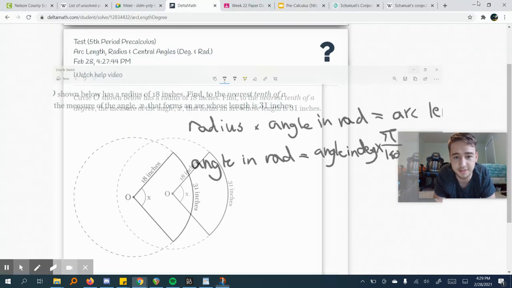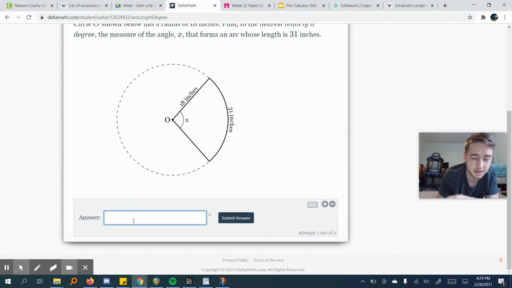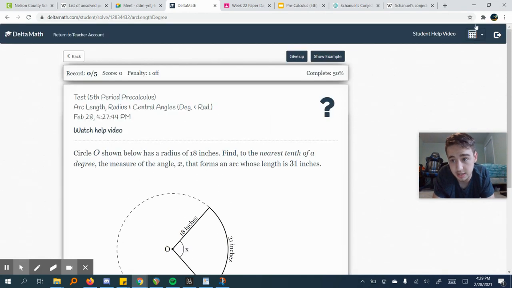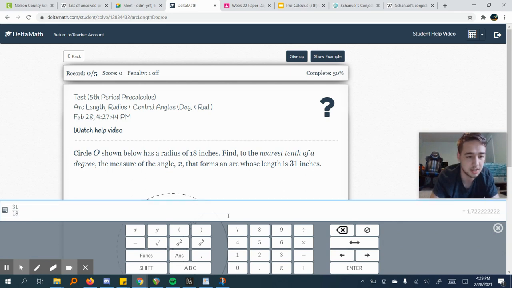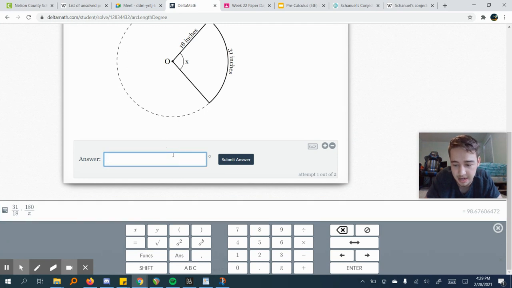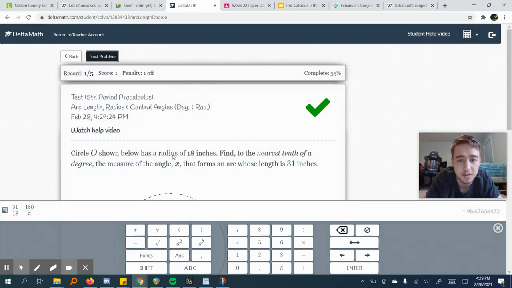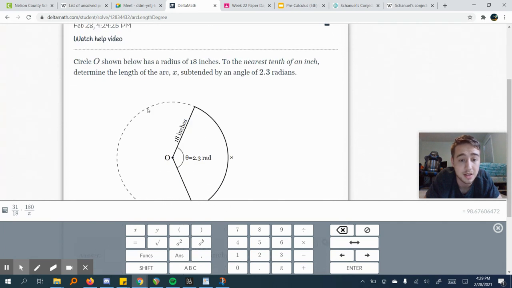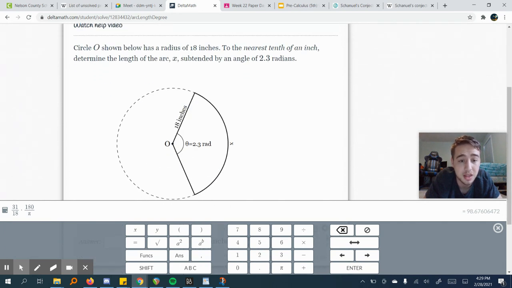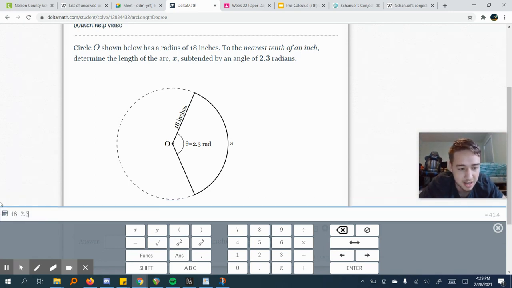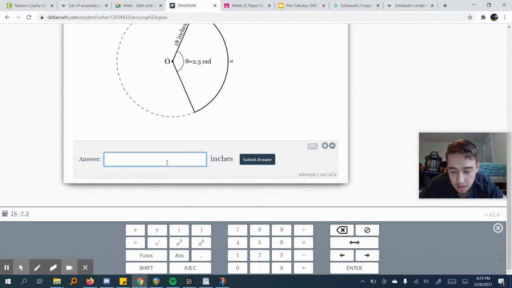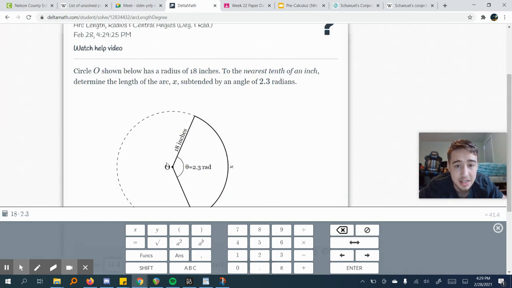So what we're going to do is need to divide 31 by 18 in order to get the angle in radians. 31 over 18. Now we want to convert that to degrees by multiplying by 180, dividing by pi. And we're done. We just need to simplify to get 98.7. And that was it. Here we have the length of the radius, and we have the angle in radians, so just 18 times the angle in radians is the arc length. That's it.